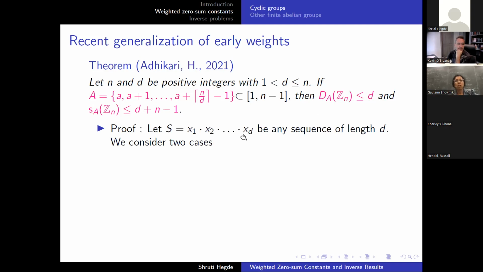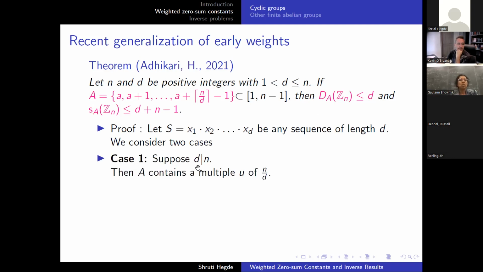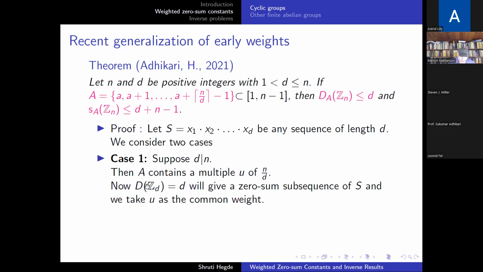Let S be a sequence of length d. We need to show that this S contains an A-weighted zero-sum subsequence. So we consider two cases. In the first case, we suppose that d divides n. So by the way we have taken the weight set A, we can see that it contains a multiple of n by d, and we'll call that multiple u. And because the Davenport constant of Zd is d, there will be a non-empty zero-sum subsequence of this S in Zd. And now if we use this u as common weight, then that subsequence along with this weight will give an A-weighted zero-sum subsequence, and we are through in this case.